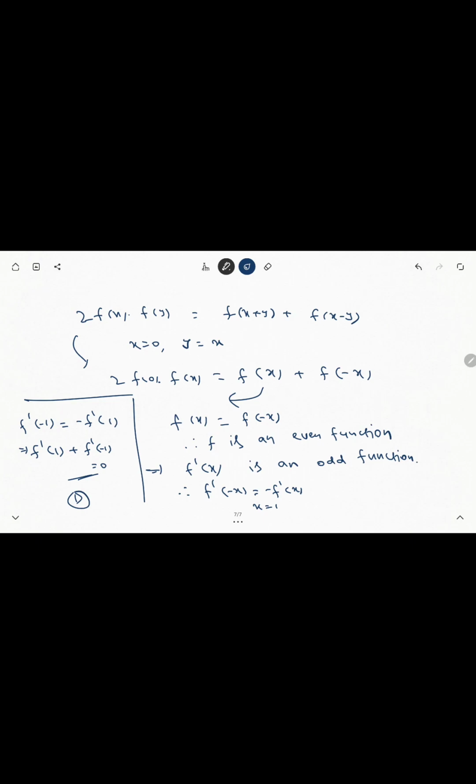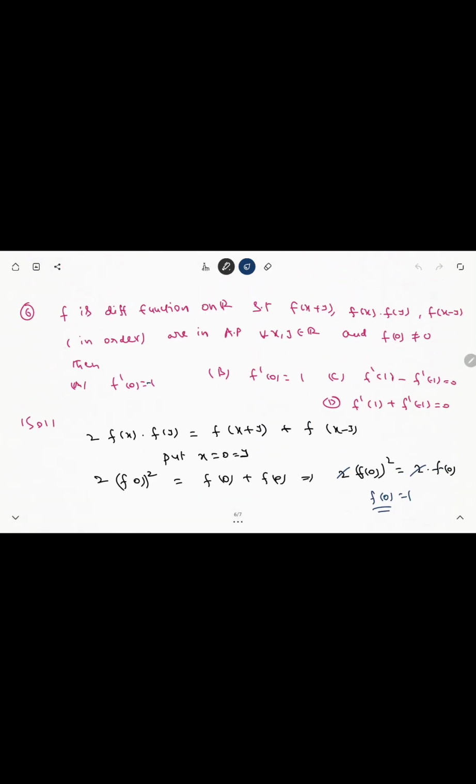F dash 0 must be 0. Substitute here x equal to 0. We are getting f dash 0 is equal to minus f dash 0. Therefore f dash 0 is equal to 0, because an odd function always passes through the origin whenever it is continuous. Because it is a differentiable function, automatically it is continuous on R. Hope that you got it. Next, seventh problem.